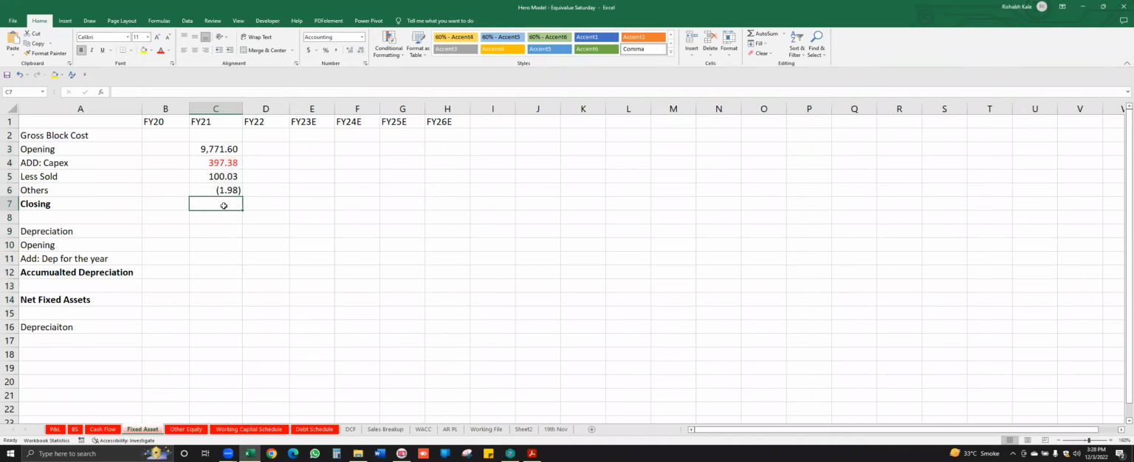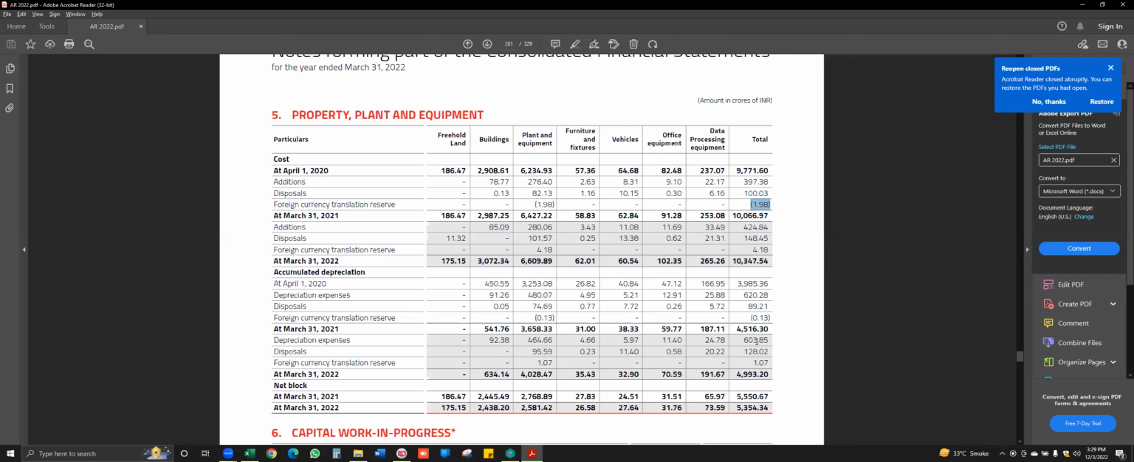Now closing. Now see this closing. So what is it? Opening plus addition minus sold, and this just add as it is. The number, what is it? Add as it is. It should tally to 10667. We can't forecast sold. We have to only think about the capex that the company is doing.